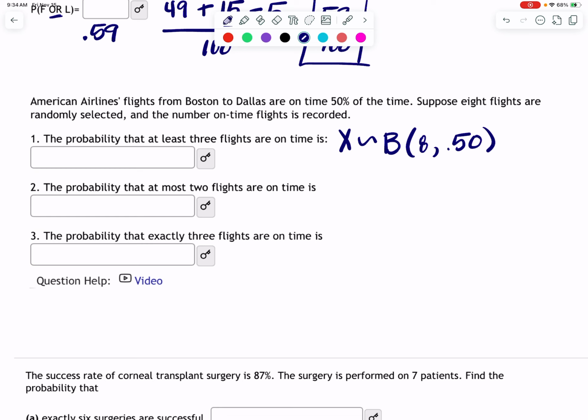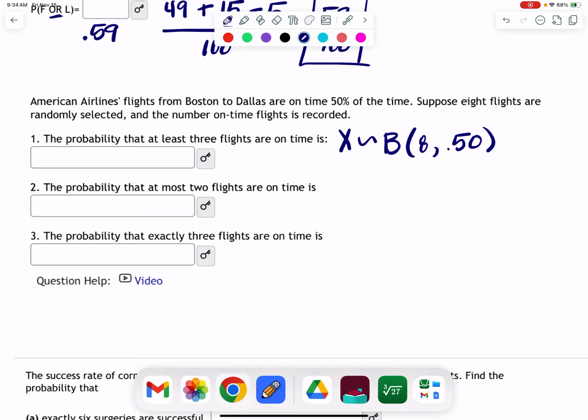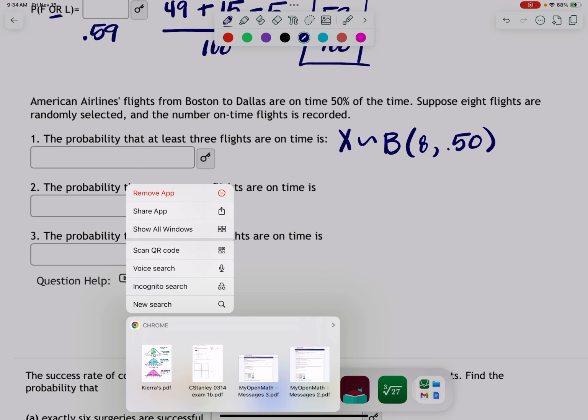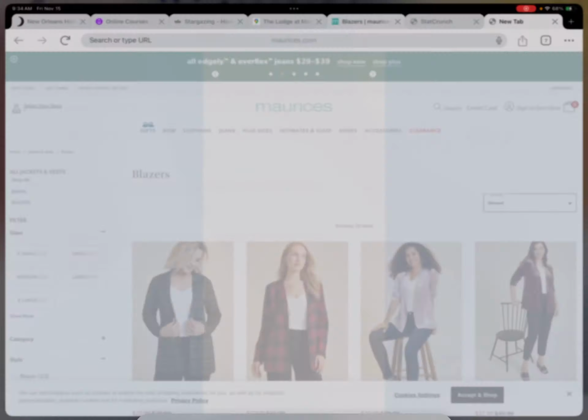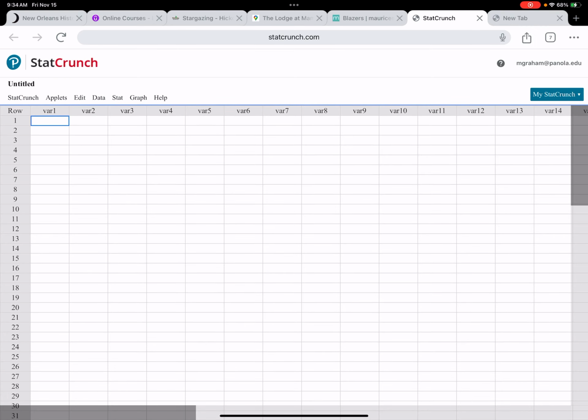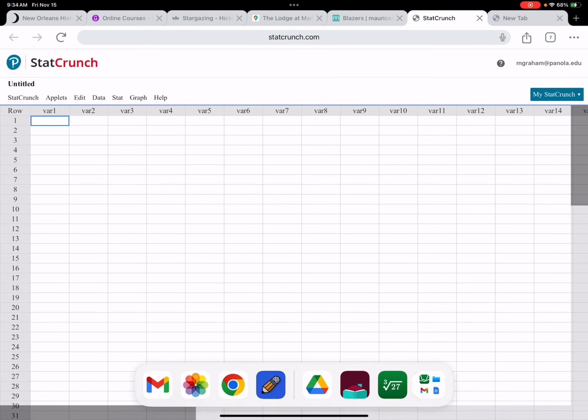This tells me that I need StatCrunch. I don't think I already have it open. I do, but it might kick me out. We'll see what happens.